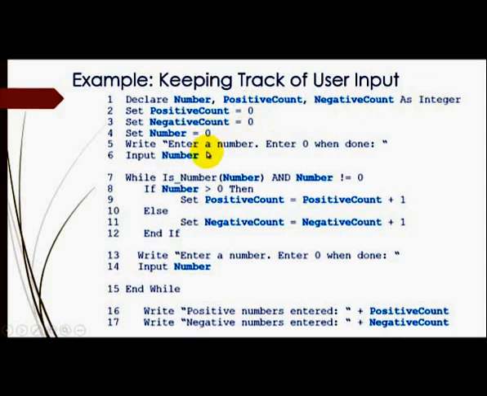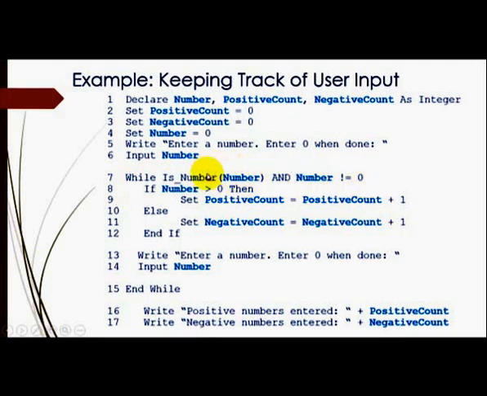We're going to ask the user to enter a number or enter in 0 when done. So 0 becomes your sentinel value. That's going to be stored in our number variable. So lines 7 through 15 are our loop, our outer loop. So we have while is number, number, and number not equal to 0.